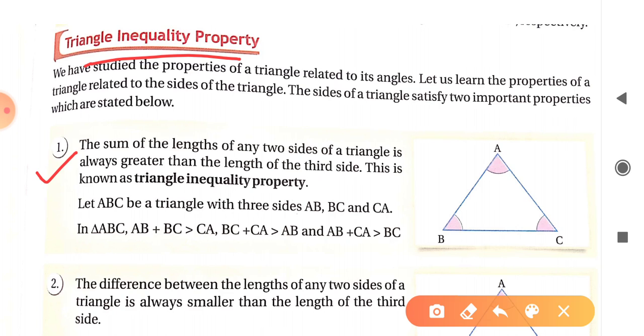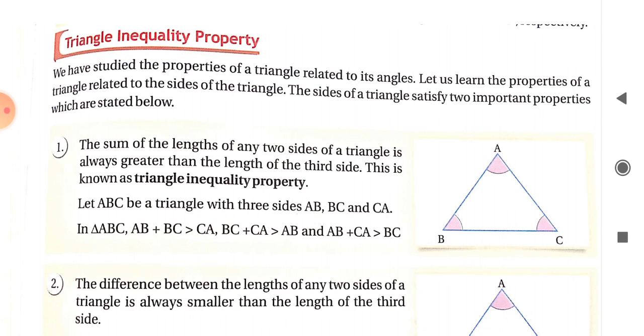Let triangle ABC be a triangle with sides AB, BC and CA. There are three sides, and in triangle ABC, the sum of two sides, let AB plus BC, will be greater than the third side, and the third side is AC. So AB plus BC will be greater than CA. Similarly, we can also say BC plus CA will be greater than AB. And similarly, AB plus CA is greater than BC.